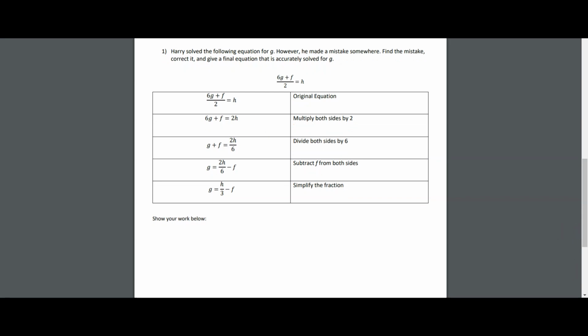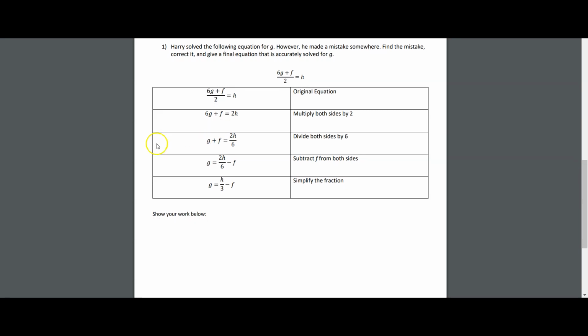So he was asked to get g by itself, right? A lot of times we're asked to get x by itself or to get y by itself. Well, in this case, they told Harry to solve for g. So look at his steps. He made a mistake somewhere. See if you can find that mistake. Okay, that's step number 1. See if you can find Harry's mistake. Number 2 is redo the problem yourself and correct his mistake. So find the mistake, redo the problem to correct it, and then we'll talk about how you did.